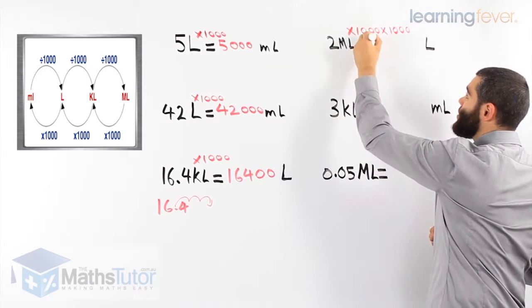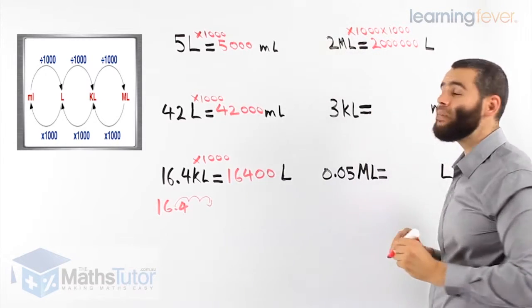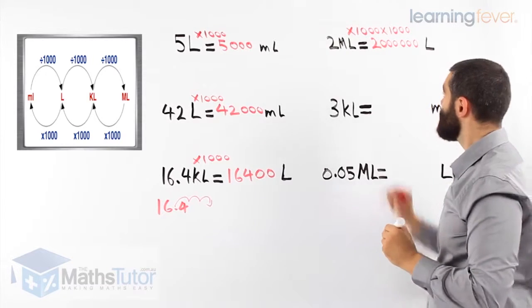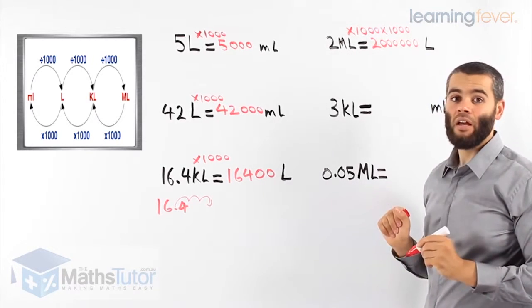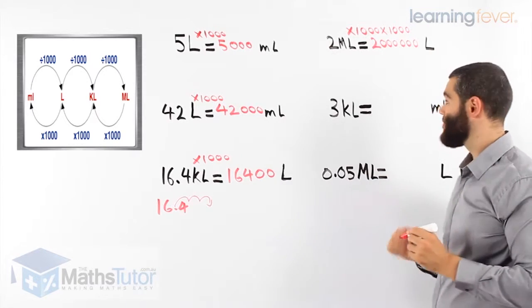Which means we're going to have 2 million liters in 2 megaliters. 2 times 1,000, then times another 1,000. 2 million liters in 2 megaliters.